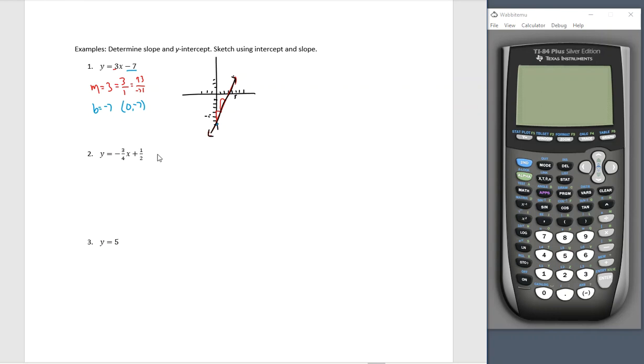I should have made that in black. All right, let's try this again. Here in number 2, we see m equals -3/4. We see that our b is 1/2. So we're going to start at the point (0, 1/2). Let's put up a graph here. (0, 1/2), 1, 2, 3, 1, 2, 3.